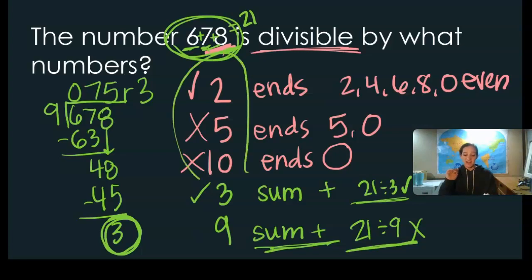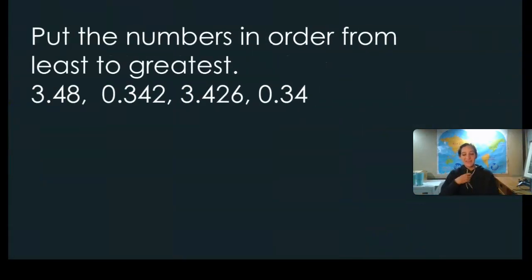So that, my friends, is how you find out if a number is divisible. I just start with the 2, 5, and 10 because they're the easiest, and then I might go into 3 and 9. Okay? Put the numbers in order from least to greatest. It's the final question. With these decimals, the most important thing when we compare an order is to line them up. Compare all the whole numbers, then compare all the tenths, hundredths, and thousandths.